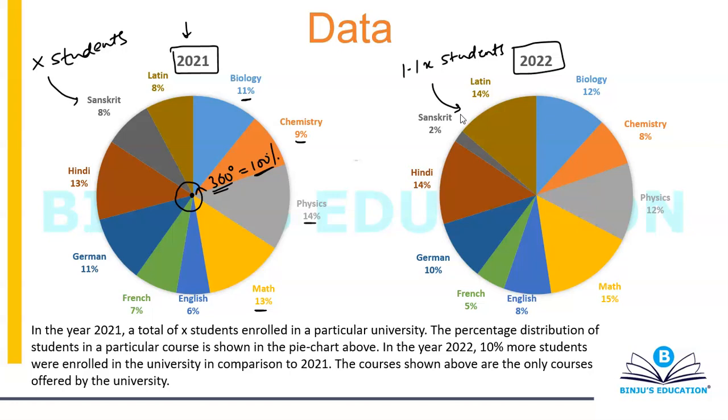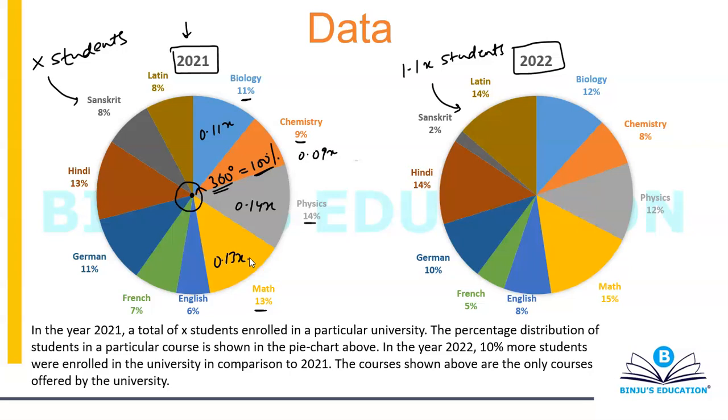Now you don't necessarily have to calculate the absolute values of all the subjects. Let's not do that. Some people try to do that: for biology they'll write 0.11x, for chemistry 0.09x, physics 0.14x, maths 0.13x, and so on and so forth. And they'll try to do the same thing for the next pie chart, for the year 2022. In my opinion and in my experience, this may prove to be a waste of time.